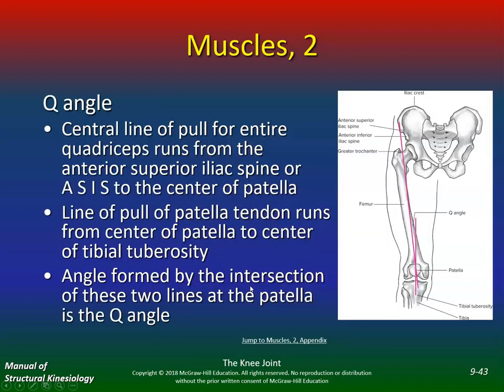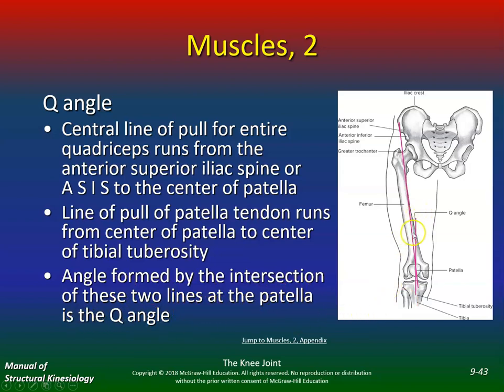All right. The Q angle, now this is very interesting. This is the central line of pull for the entire quadriceps, runs from the ASIS, right there, to the center of the patella. The line of pull of the patellar tendon runs from the center of the patella to the center of the tibial tuberosity. So that's the Q angle there. The angle formed by the intersection of these two lines at the patella is the Q angle.